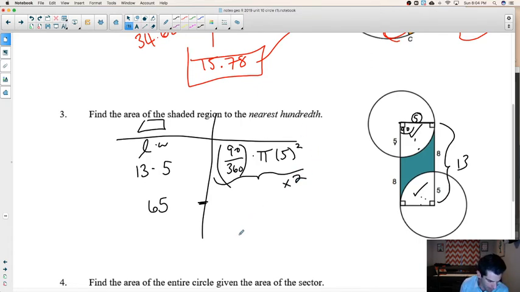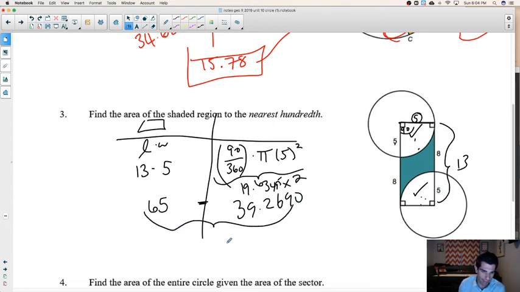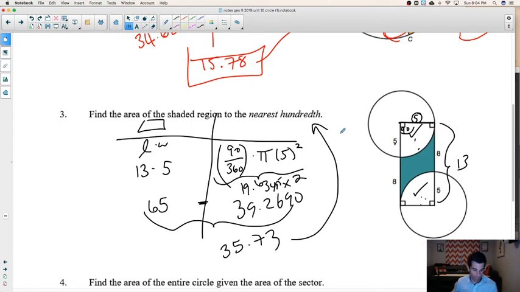And when I did that, I am going to get a number. It looks like I wrote down 39.2690. The number I got before that was 19.63495. Again, use your calculator. Make sure that you can do this on your own. Then you're going to subtract these 2 numbers, and you're going to end up with a number like 35.73, rounded to the nearest hundredth. Okay? Okay, hopefully this is helping. We got one more question to go.